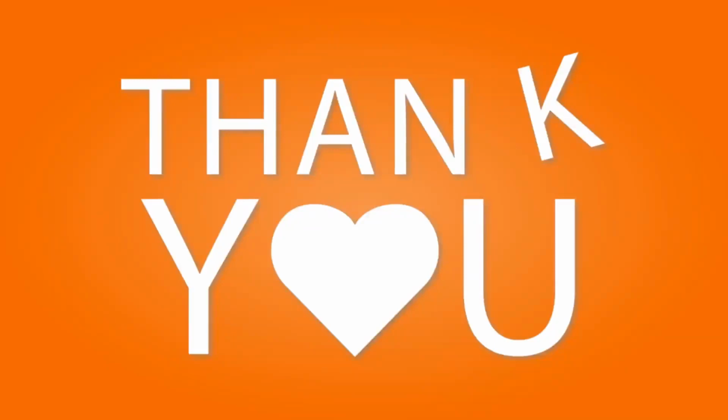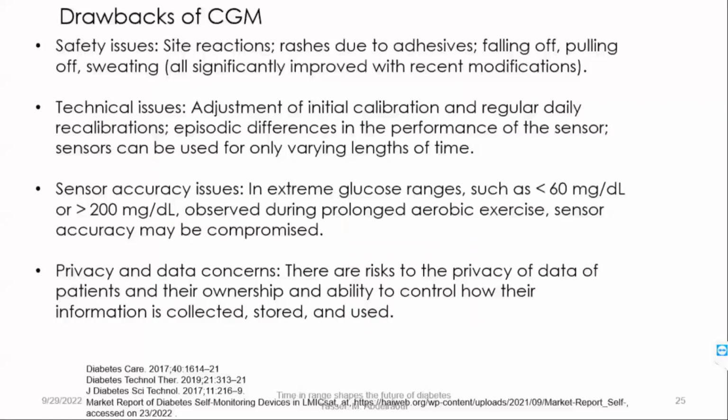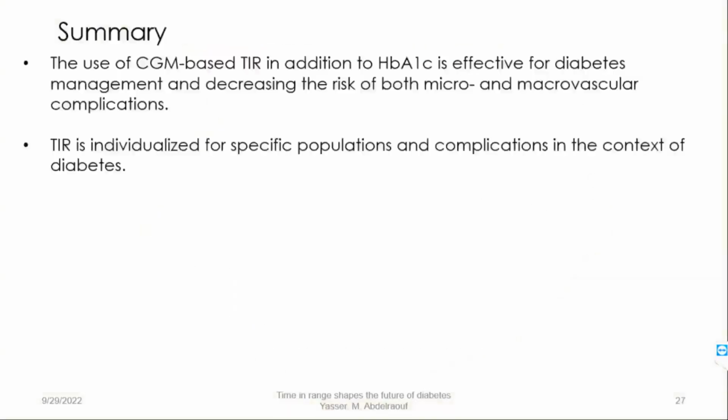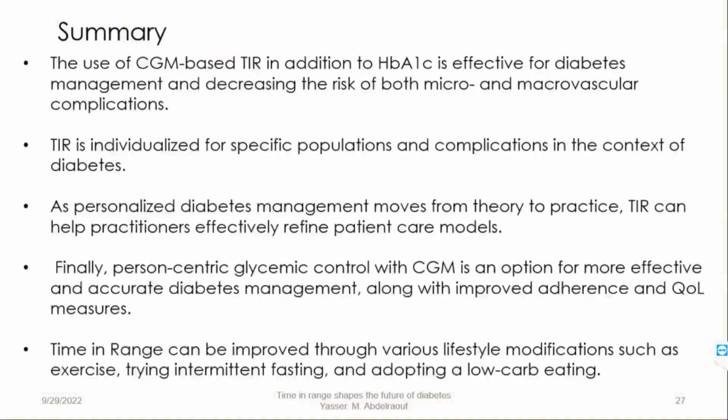In summary, continuous glucose monitoring and the time in range is a new era in the control and follow-up of diabetes control, which can help to take rapid decisions in the change of management regimens, especially of insulin, and it is correlated to the risk of micro and macrovascular complications of diabetes. And we can improve this time in range by certain steps, including exercises, including low carb diet, including intermittent fasting, and using some new insulins, which are long-acting basal insulins of the new generations, which can improve the time in range.